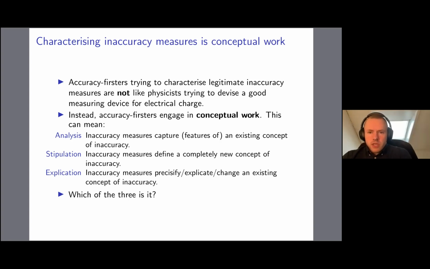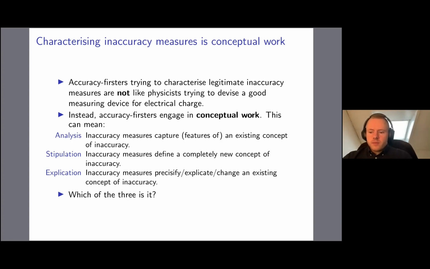I call it here explication. And the idea is that there is a pre-existing, perhaps vague concept of inaccuracy. And characterizing inaccuracy measures is supposed to make this pre-existing concept more precise, or to explicate it in the Carnapian sense, or to somehow change it for the better, right? I call it explication here, but this is maybe a bit too narrow. Maybe conceptual engineering or something like that would be a more appropriate term.